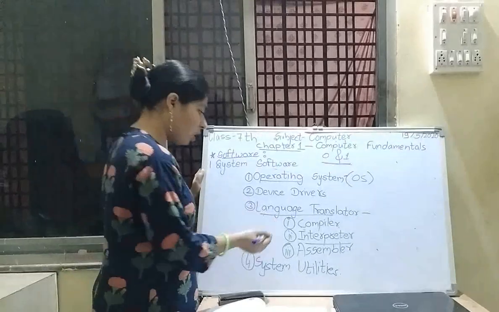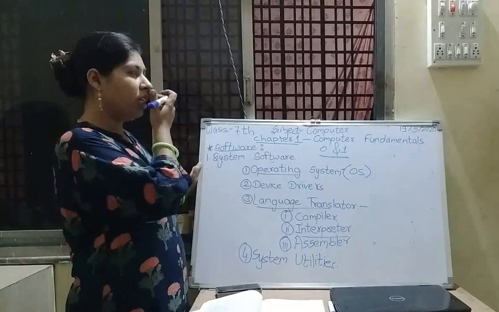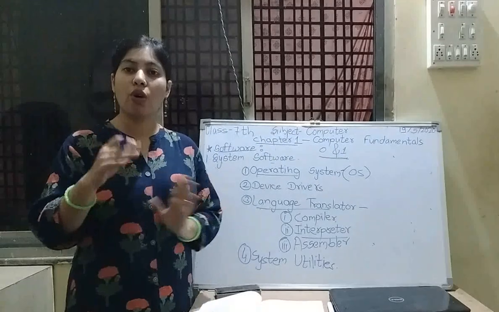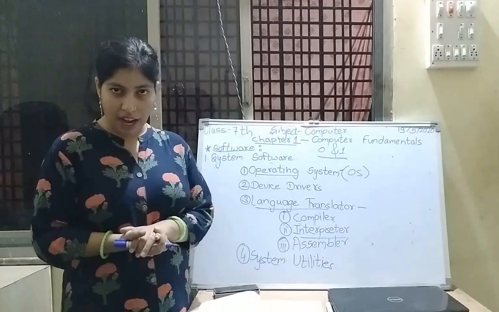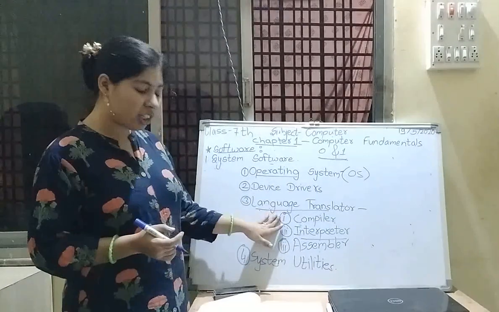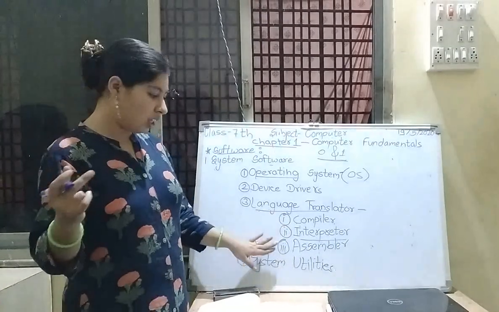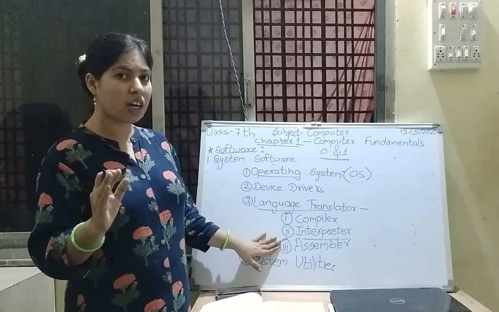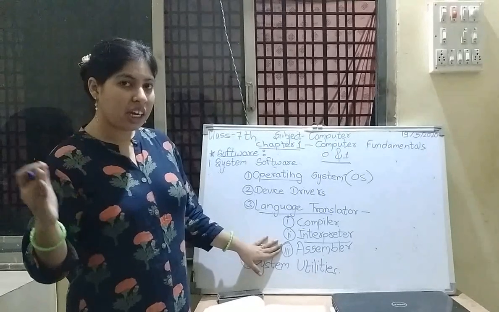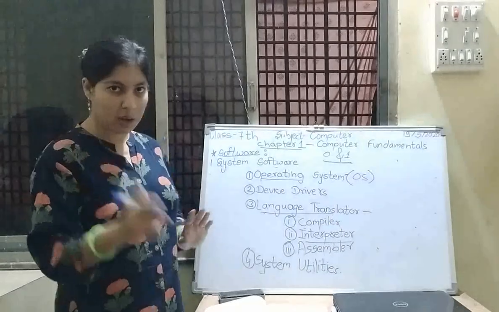Okay, now the next type of language translator is the assembler. Now what is an assembler? This translator is used to convert an assembly language program into a machine language. Like the compiler is used to convert human written text into machine language, in the same way the assembler is used to convert an assembly language program into a machine level language. Okay, machine language.